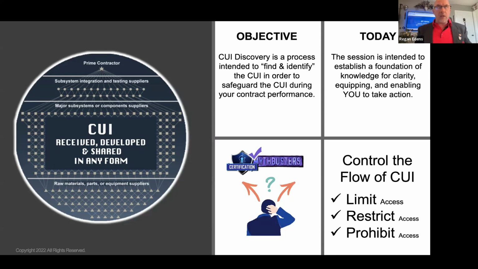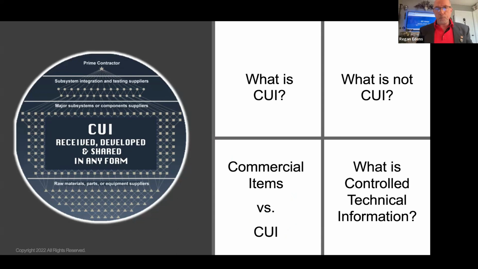That relationship, as it builds from the prime contractor all the way down to the lowest tier sub, is impactful to these requirements because you are required to control the flow of CUI within your organization and within the suppliers with whom you share this information relative to the performance of your contract. That means you must limit access internally, you must restrict that access, and you must prohibit access from those who are not authorized to receive, process, or store the information or share the information during the performance of the contract, both internally and externally. All right, so let's get down to the fundamental questions.